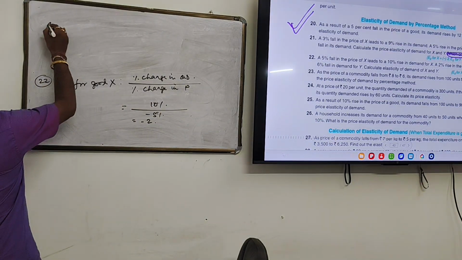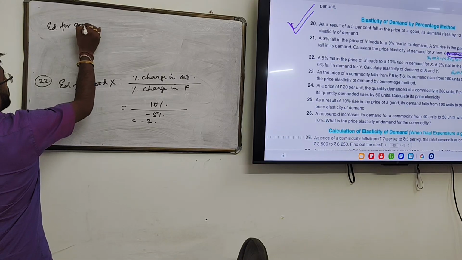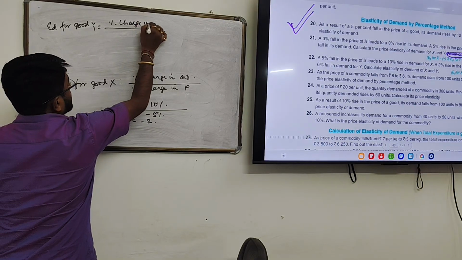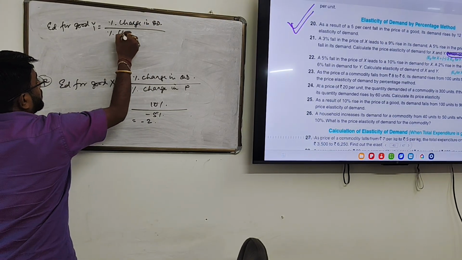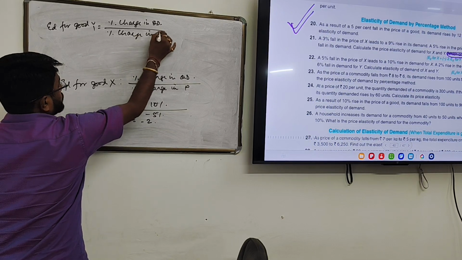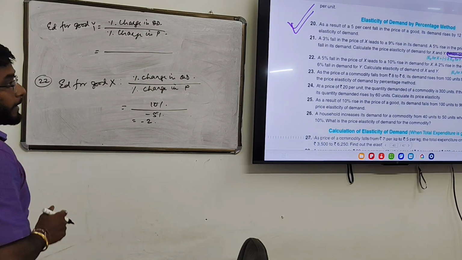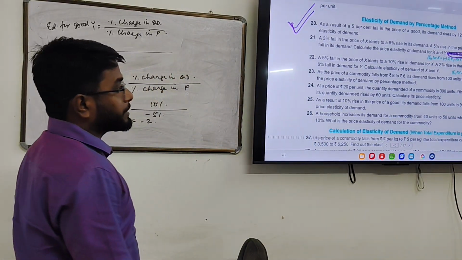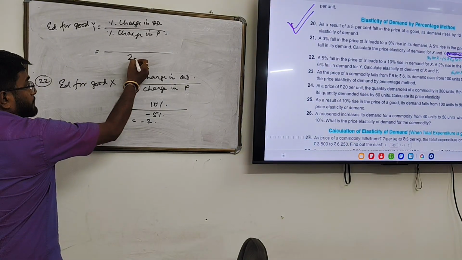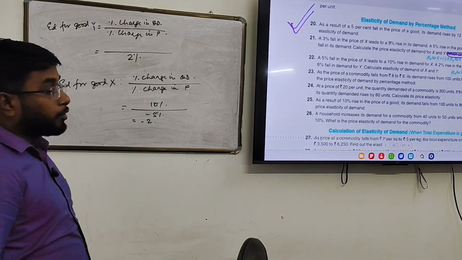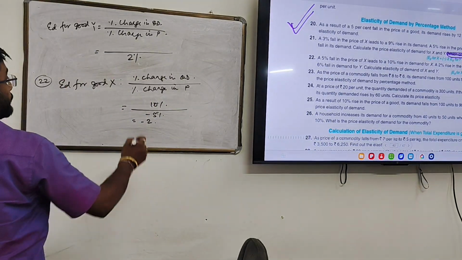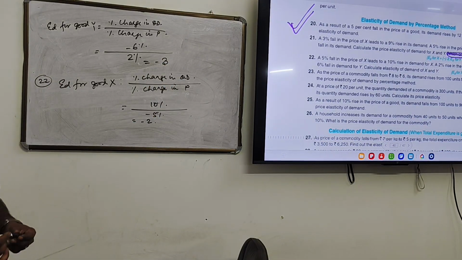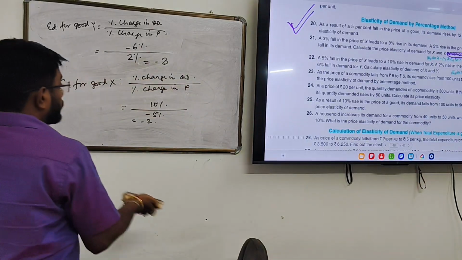Then ED for good Y is equal to percentage change in QD divided by percentage change in price. Now what happened to good Y? A 2% rise in the price of good Y. So price rises by 2%. Clear? What about quantity demanded? A 6% fall, that is minus 6%. The answer is minus 3. Is it okay? 22 done.